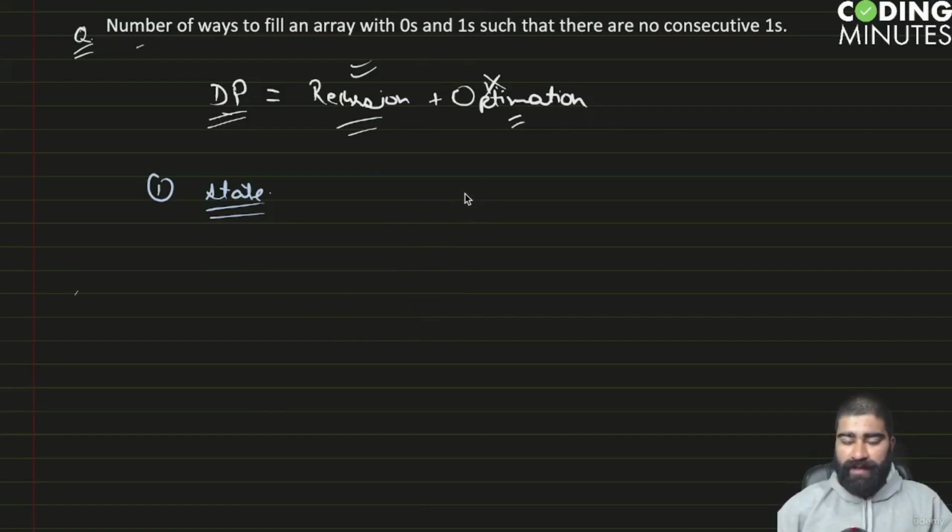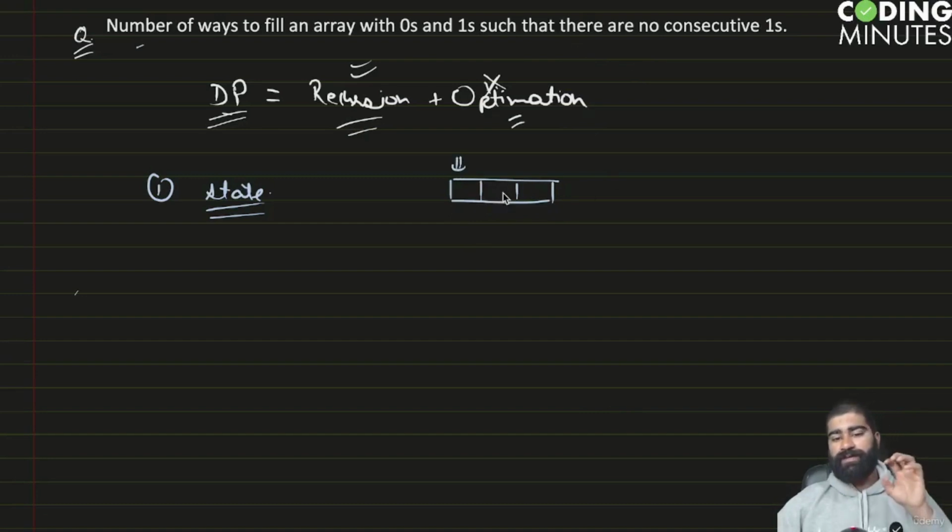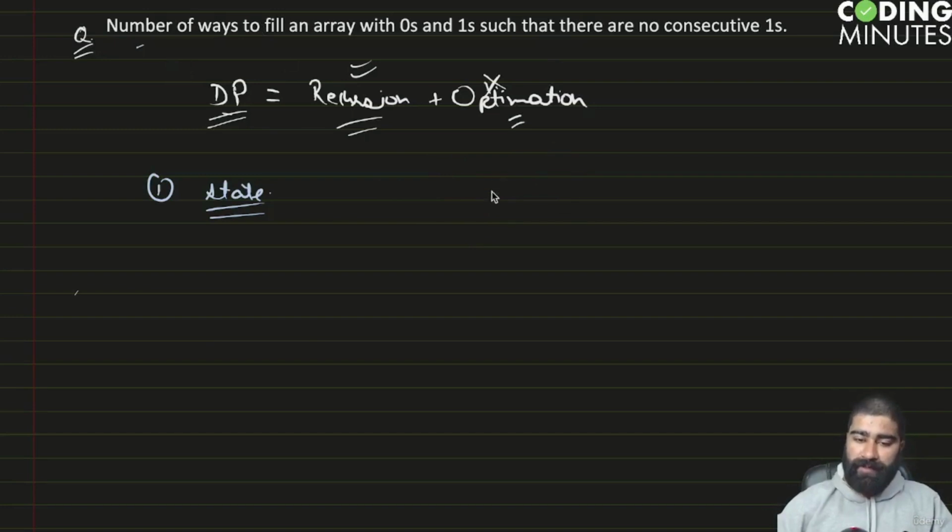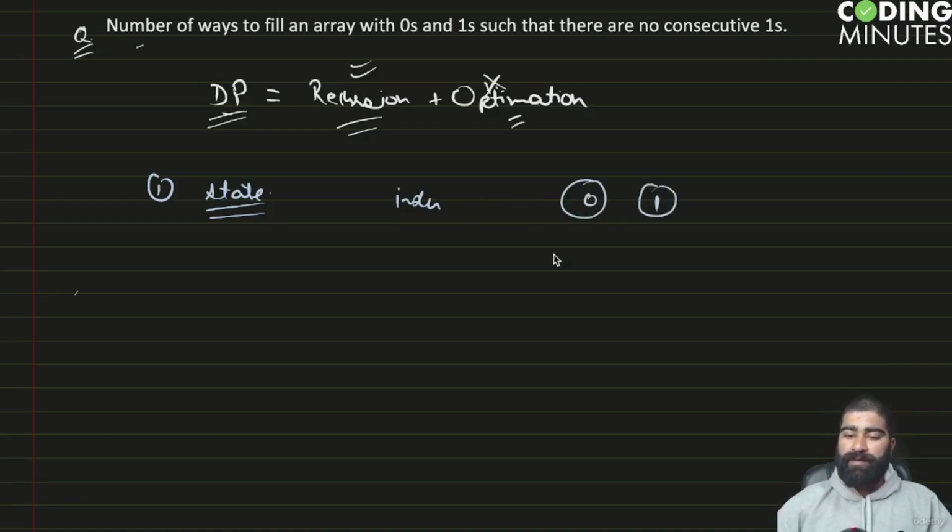So let's say I have an array of length 3, and I have to fill it with zeros and ones such that there are no consecutive ones. How many ways are there? If I come to the first location, what can I fill? This will be more or less like a tree, right? So let me make a tree instead. In the first index, I can place either 0 or 1.